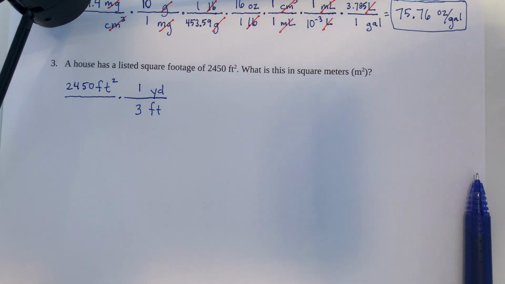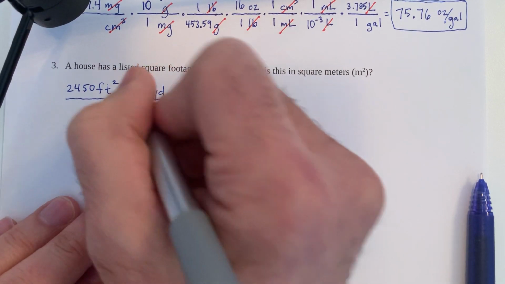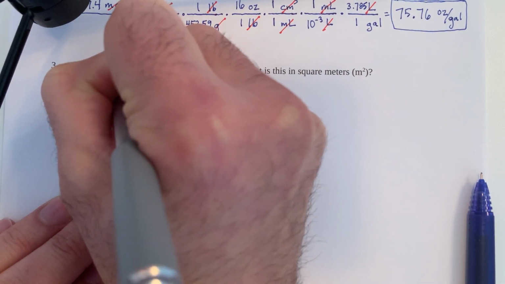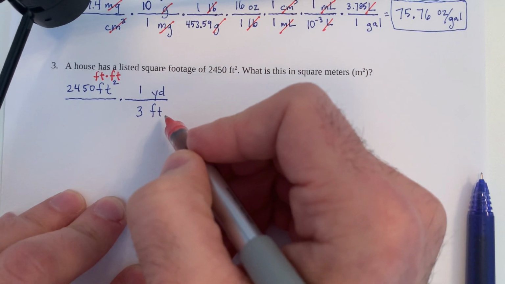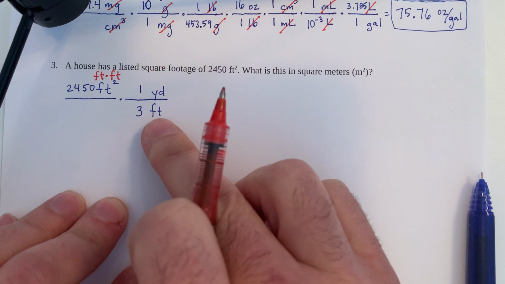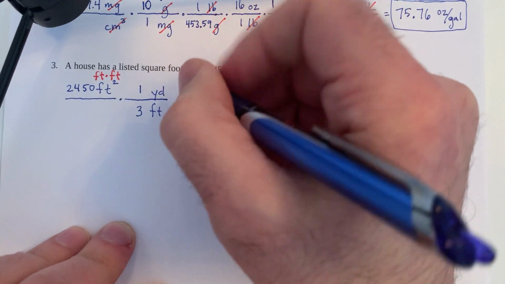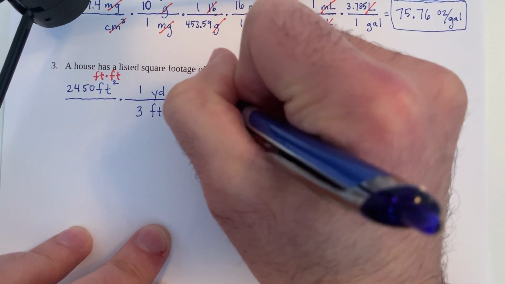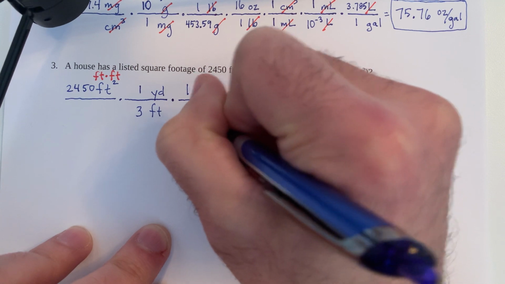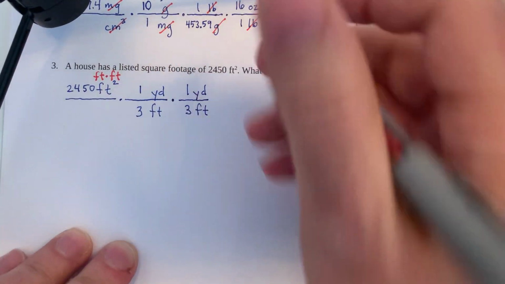This feet squared is technically a label of feet times feet, times itself, that's what squared is. So if we put feet down here, we only technically cancel one of these. What do we have to do? We have to do it again: 1 yard, 3 feet. Now look what happens. We've got feet times feet on the bottom, feet times feet on the top, so these can cancel.